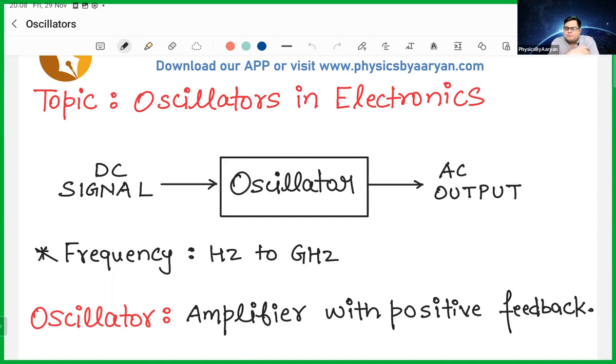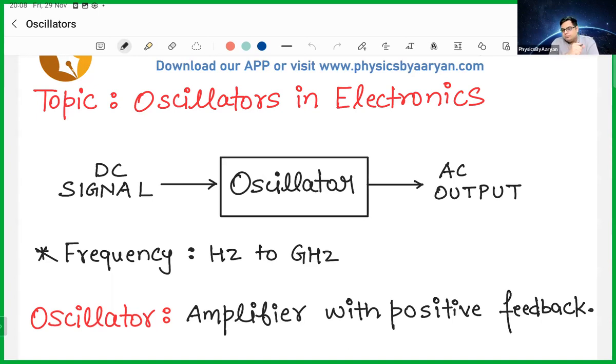Now, oscillators. Many times in electronics, we need sine waves, square waves, and triangular waves. In your lab, you might have seen that you use a CRO, cathode ray oscilloscope, or other electronic devices to compare your signal with a given frequency. Whenever you have to generate a sine wave or a square wave, you use oscillators.